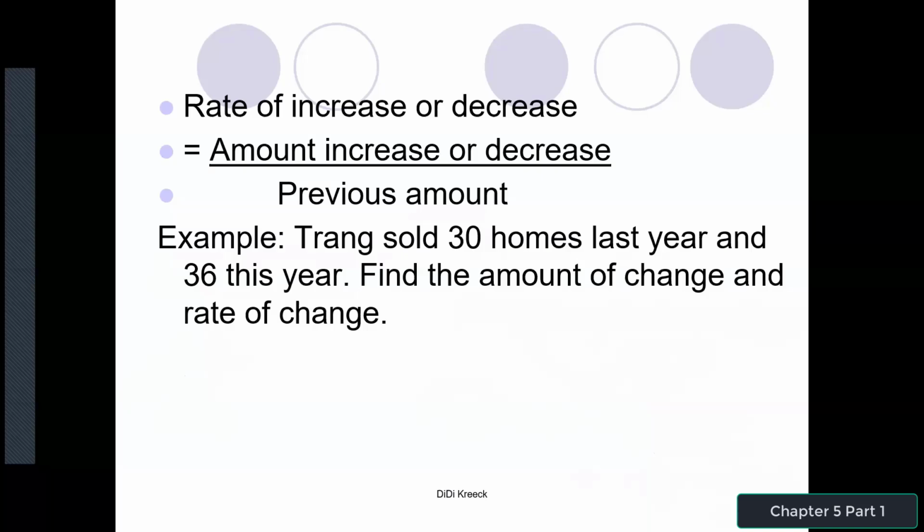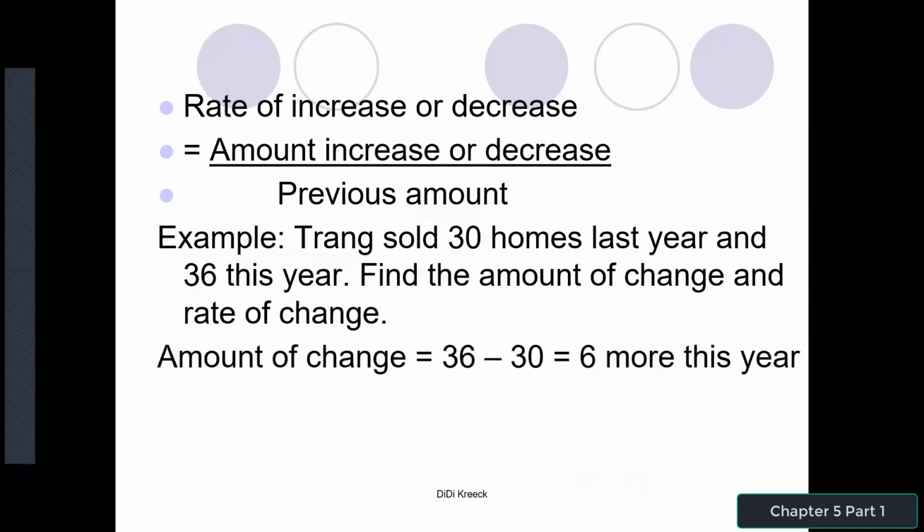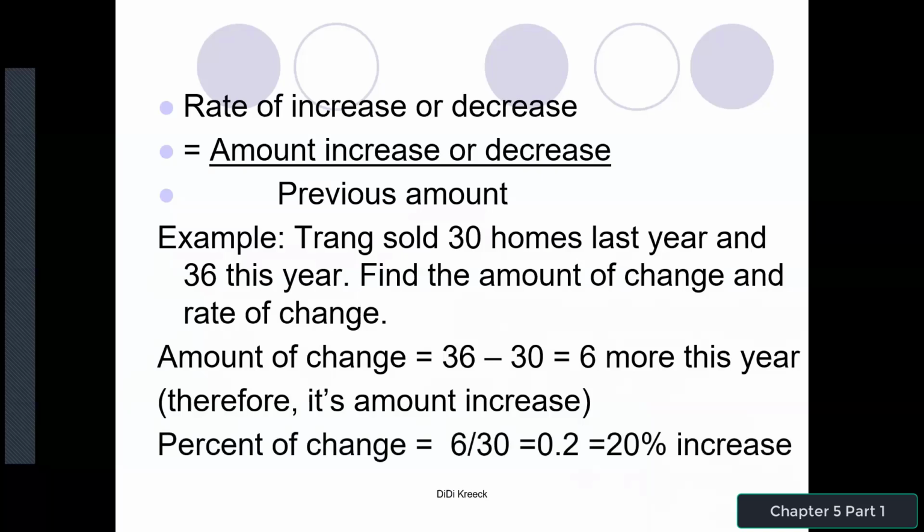So here the amount of change is 6 homes that she sold more than last year. Therefore it's an amount increase, and then the percent of change is the amount of change divided by the old amount. It will be 0.2, and then converting 0.2 into percent gives a 20% increase.